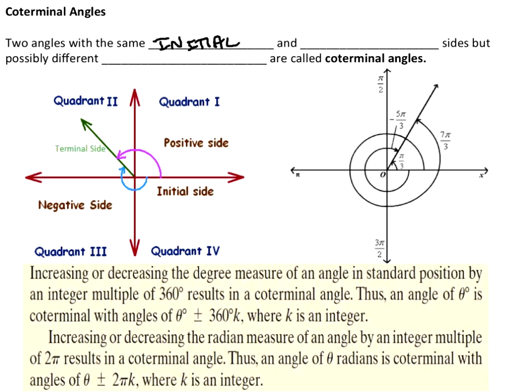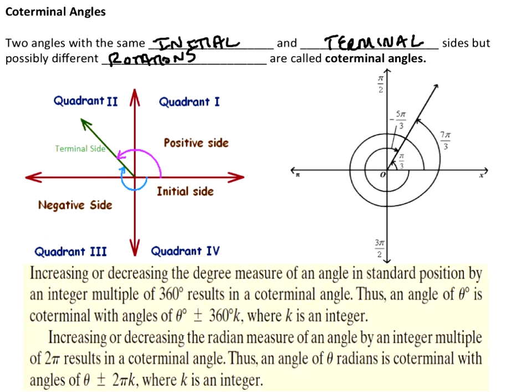All right, two angles with the same initial and terminal sides, but possibly different rotations, are called coterminal angles. So they end with each other. That's me just breaking down the pieces of the word coterminal. Co means with, terminal ending. So coterminal, they end with each other.